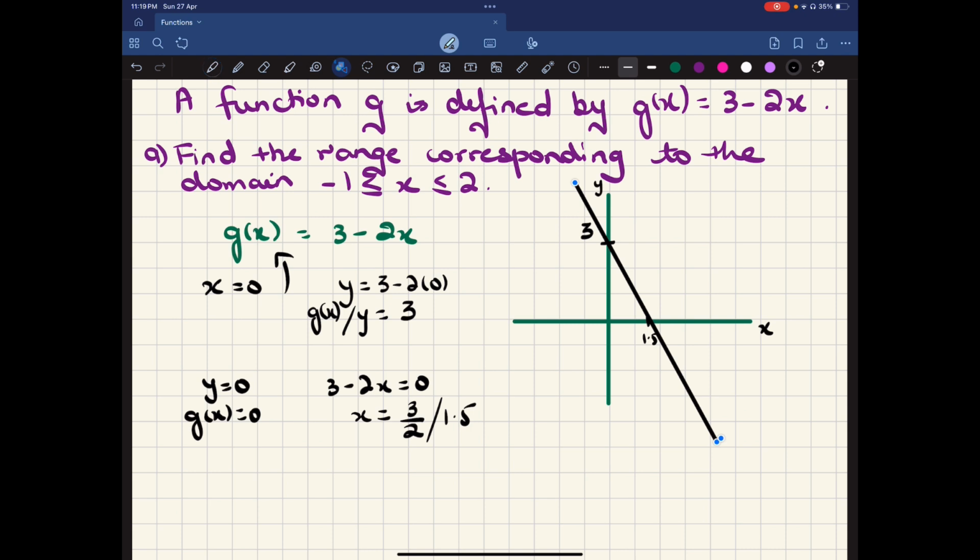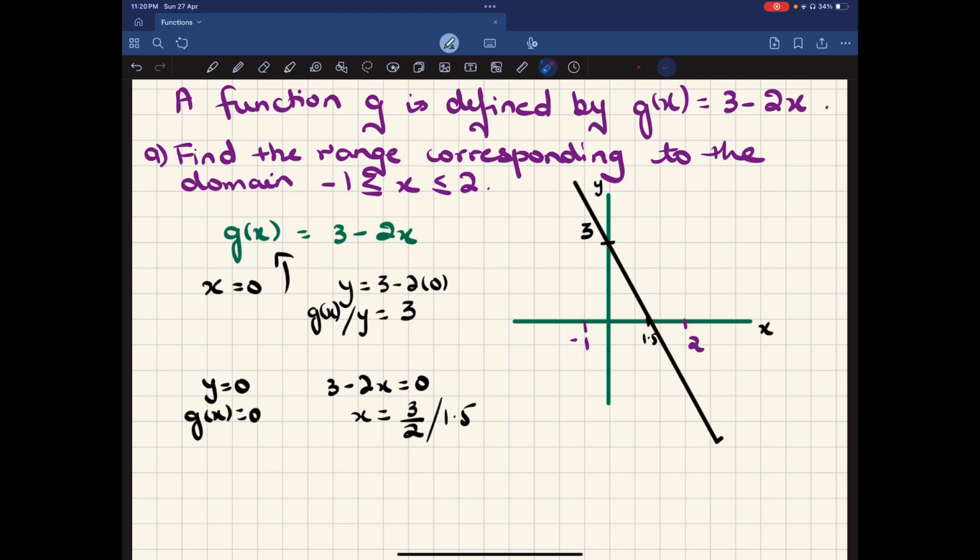Now, what is the question asking us? We need to find the range. Range is basically the set of y values corresponding to the domain -1 to 2. So where is -1? This is -1, and this is 2. So according to the question, this is our domain, and for this domain, we need to find the respective range.